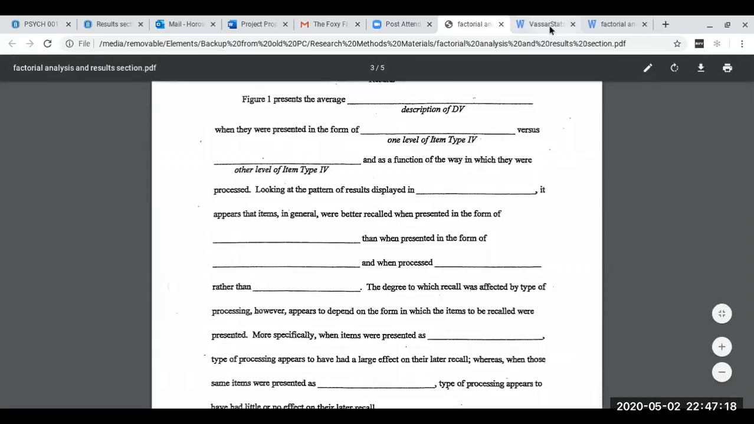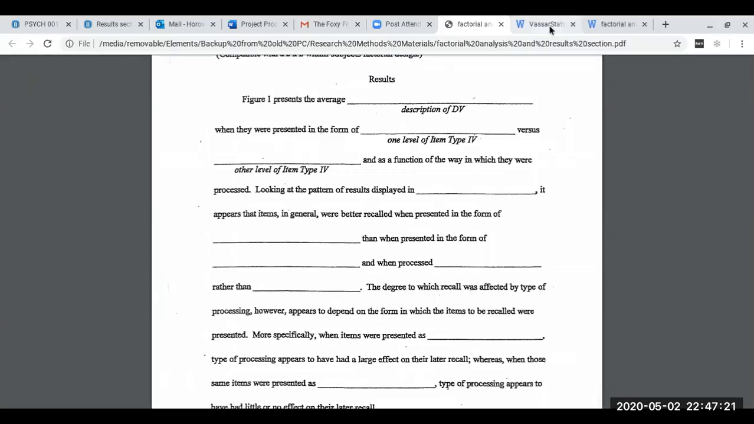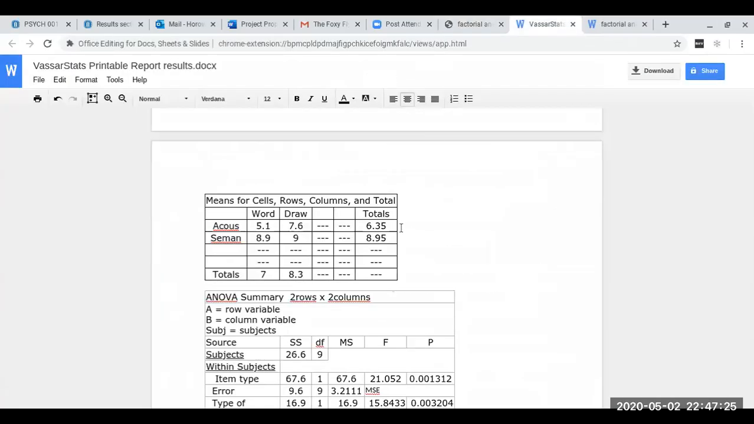So again, if we're playing at home, looking at the marginal means, this is for the main effects. So it looks like that items were recalled better in the form of drawings than words, and semantically more than acoustically. You see how I did that, right? The higher number gets mentioned first. So that's all I did there.